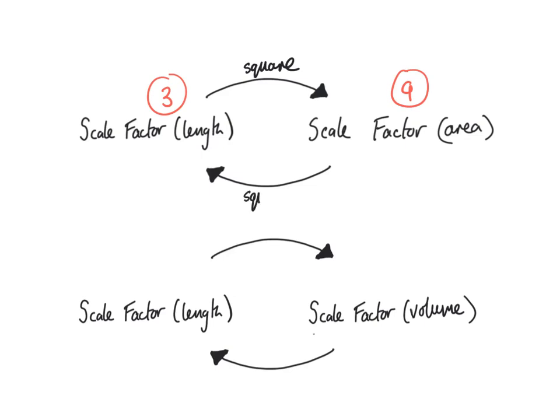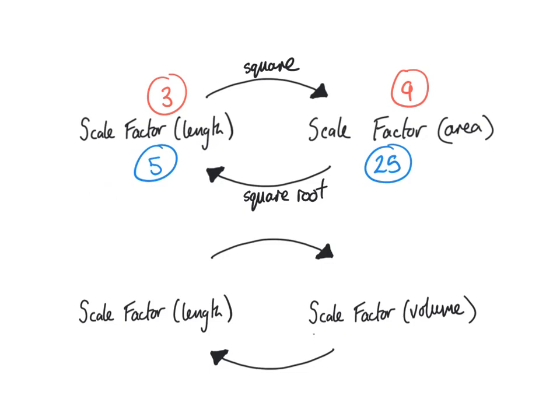So if we square it in one direction, we must be finding the square root of it in the other direction. So again, for instance, if the scale factor for area turned out to be something like 25, and I was interested in what the scale factor for length is, I would need to square root that 25, and that would give me a 5 there.